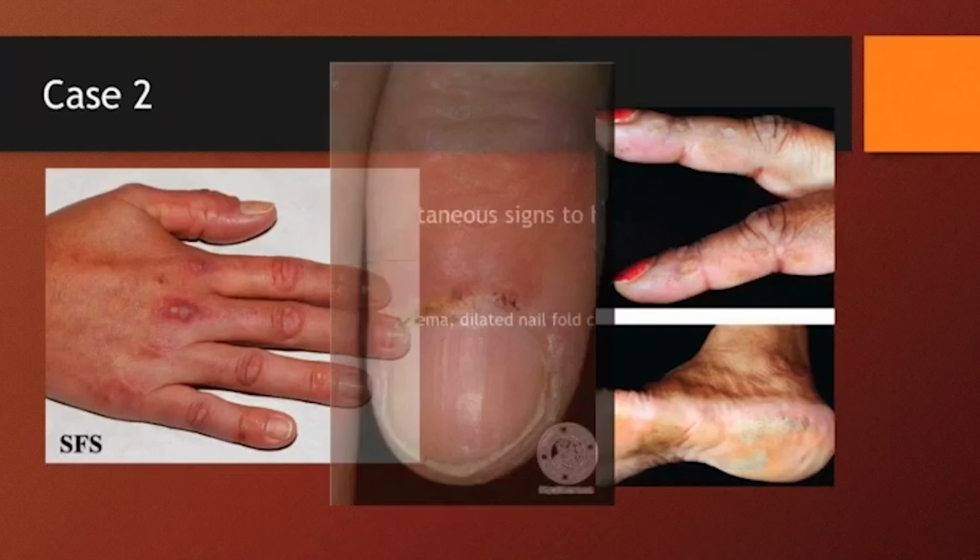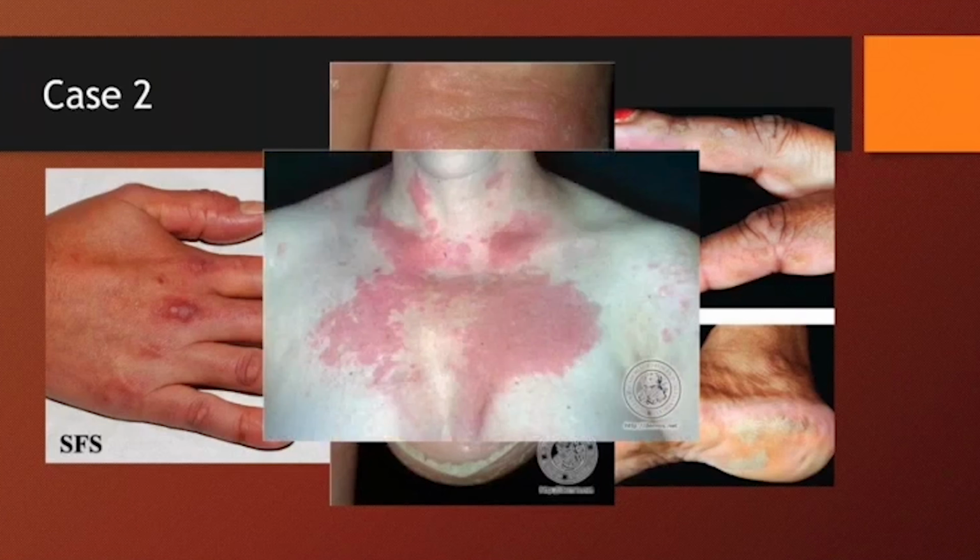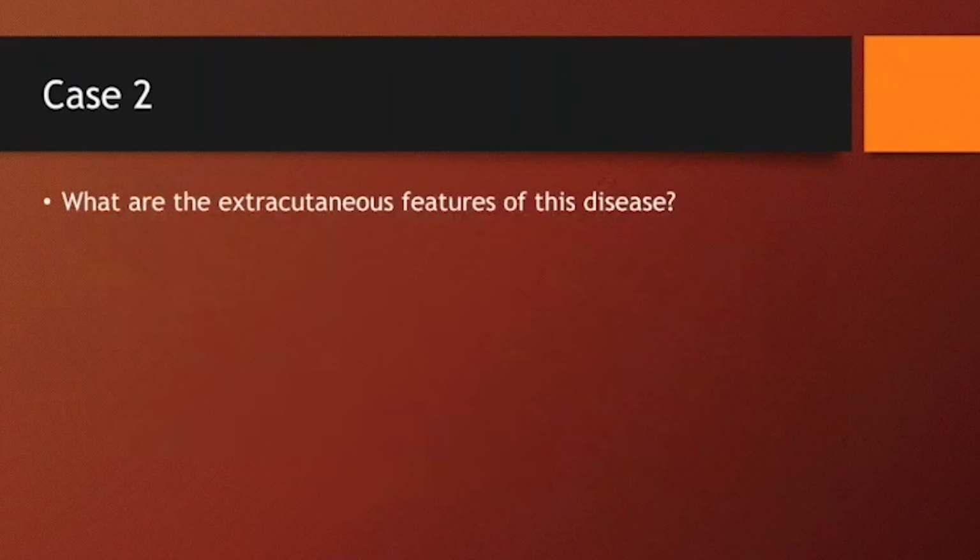You can look for ragged cuticles and nail fold erythema and dilated capillaries. You can look for what's known as the shawl sign, which is an erythematous rash involving the neck and shoulders, anterior chest and posterior upper back. What are some of the extracutaneous features of this disease?